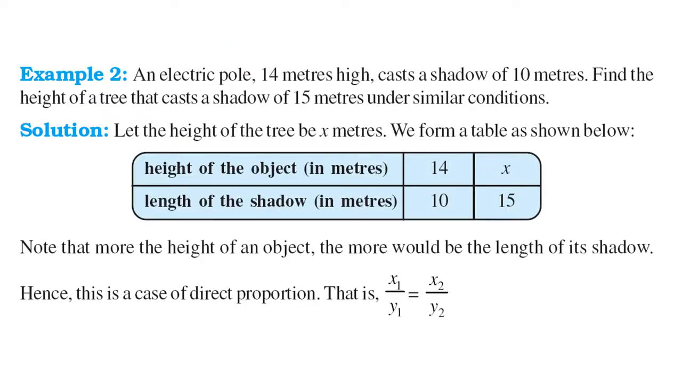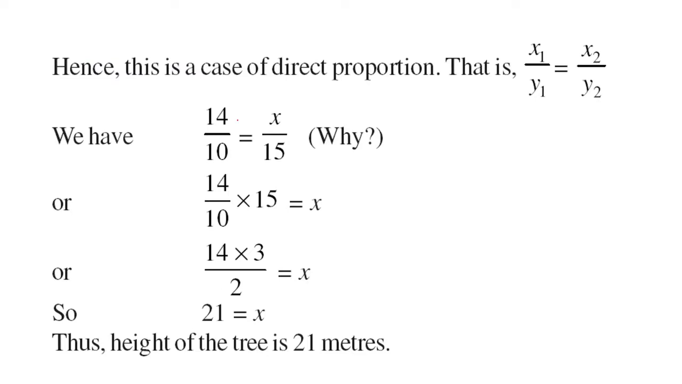An electric pole 14 meters high casts a shadow of 10 meters. Find the height of the tree that casts a shadow of 15 meters under similar conditions. That means these are in direct ratio. So 14 by 10 will be equal to x by 15. x1 by y1 equals x2 by y2. So how to find it? 14 by 10 will be equal to x by 15. You can take the denominator to the other side and multiply, and you get x equal to 21.